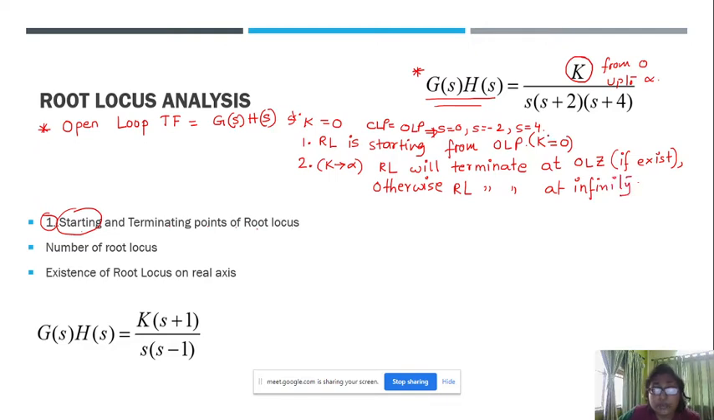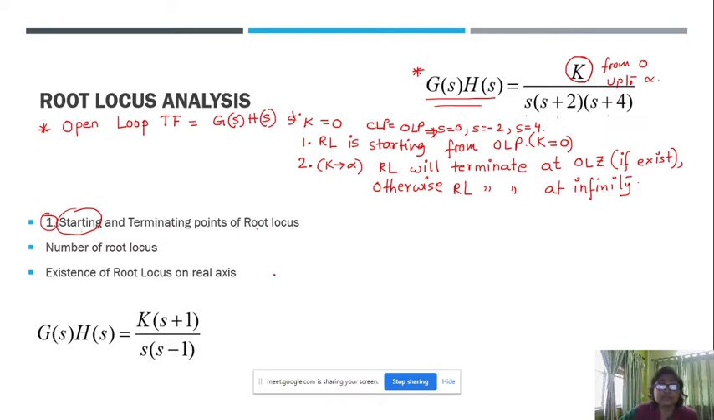Okay. So, what is the point to remember? That the root locus will terminate at an open loop zero if an open loop zero exists. If there is no open loop zero, the root locus will terminate at infinity. So that means if I take this example, we know that there are open loop poles but no open loop zero. So for this particular example, for k tending to infinity, the root locus will terminate at infinity.